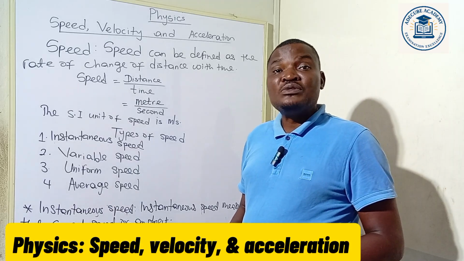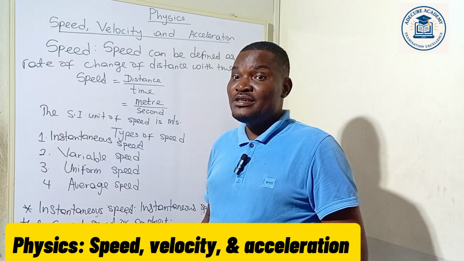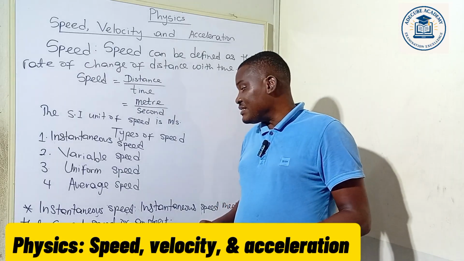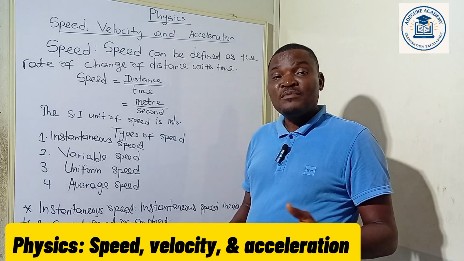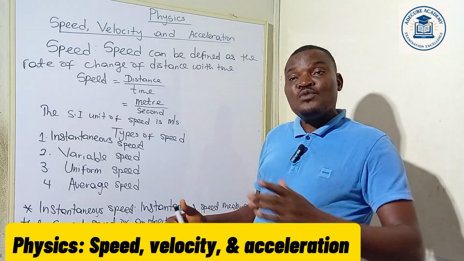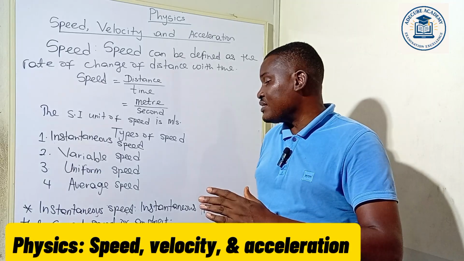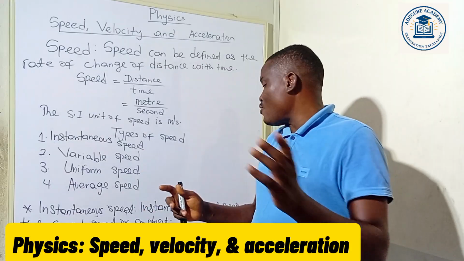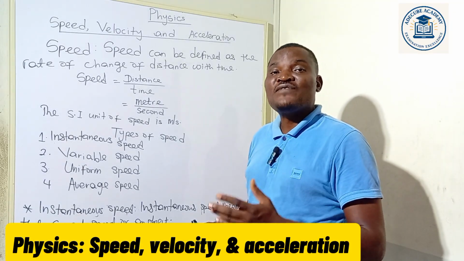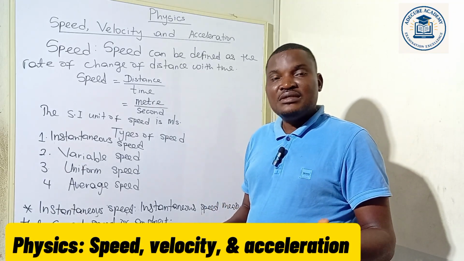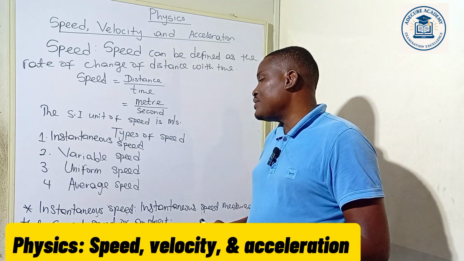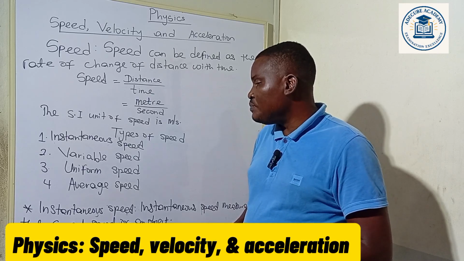What are you to do? You have to decelerate, you reduce your speed, is that not? Maybe you reduce it to like 30 kilometers per hour. It means that you have stepped down that speed at a particular time. So it's a constant change in speed of an object. We refer to that as variable speed.